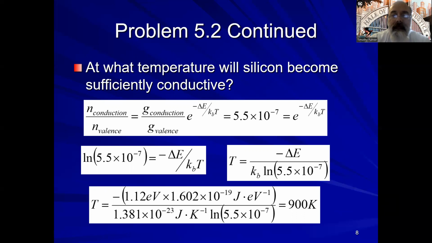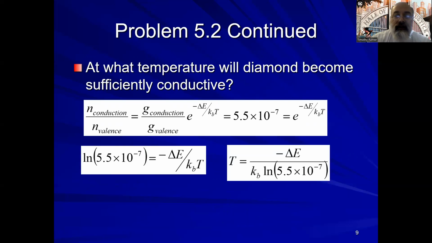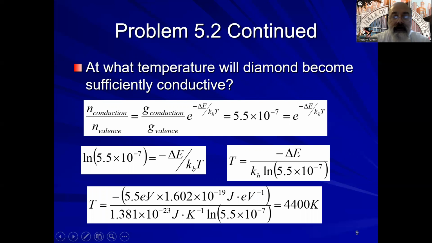But if we do the same math for diamond, it works out to exactly the same setup. I'll just remind you what Boltzmann constant is, R over Avogadro's number, and I'll give it to you on a test if you need it. All of these numbers are exactly the same in this whole fractional setup, except that we put 5.5 here because diamond has a band gap of 5.5 electron volts. And so we end up with 4,400 Kelvin as the conducting temperature for diamond.